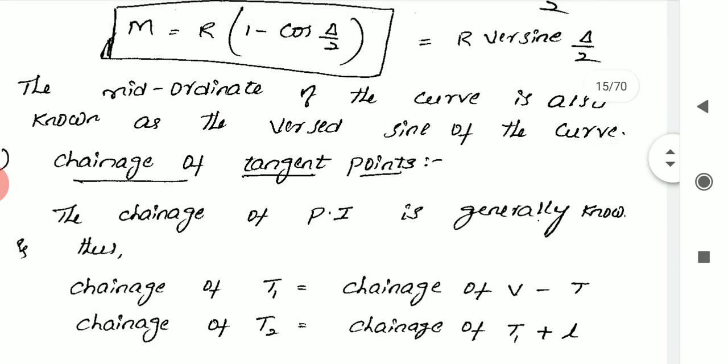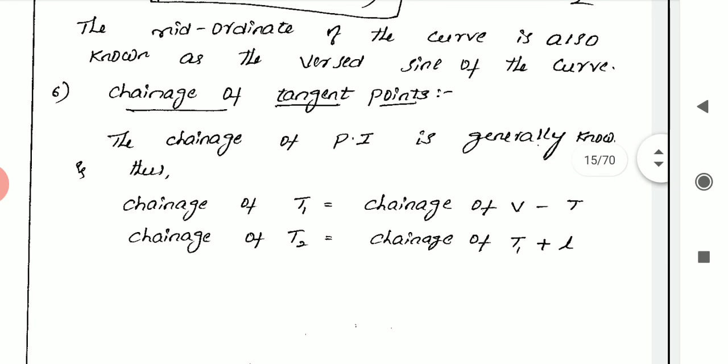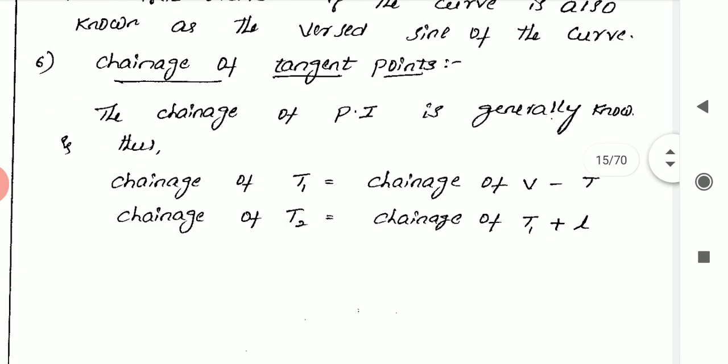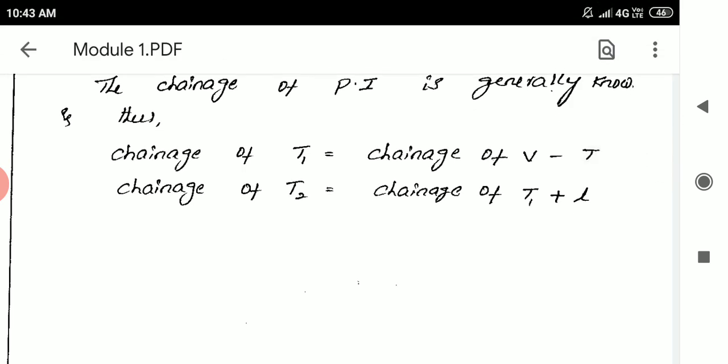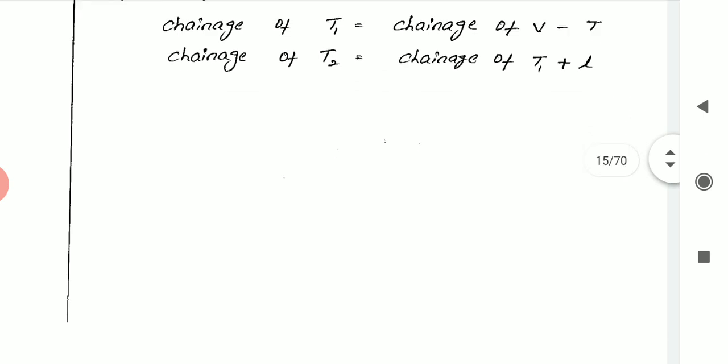Next one is chainage of tangent points. The chainage of T1 equals the chainage of V minus T, and the chainage of T2 equals the chainage of T1 plus the curve length. That is nothing but the chainage of tangent points.